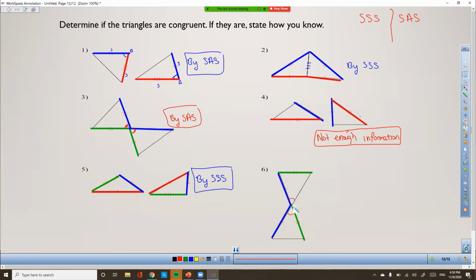So I do know two sides and an angle, and as you can see here, it's going to be side, angle, side. But now, is this angle the included angle? Is this angle the one in between those two? No, right? So even though I do know two sides and one angle, the angle has to be included. It has to be the one between the two sides that I know are congruent. So since this is not the included angle, this one is not enough information.